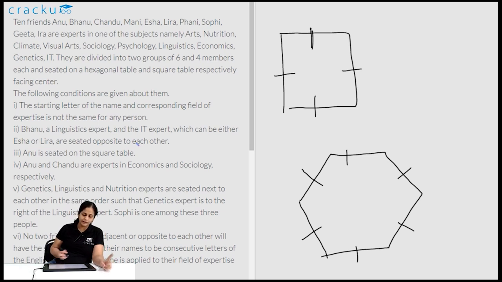So first thing that we are given is that Anu is seated on the square table. So I'll just tick this off. I'm going to use this and I'm going to start by placing Anu over here. Anu is seated on the square table, so A is over here.